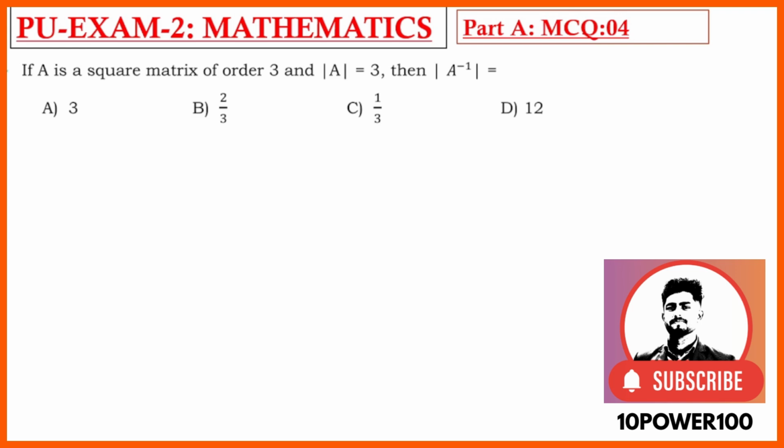Okay, next question. For order 3 cross 3, the magnitude of determinant of A is equal to 3. Then what is determinant of A inverse? We know the formula. What is determinant of A inverse?